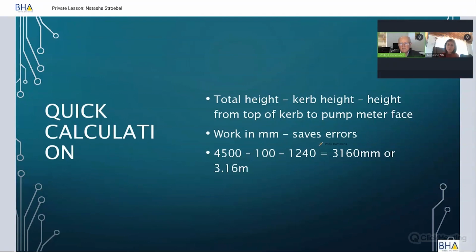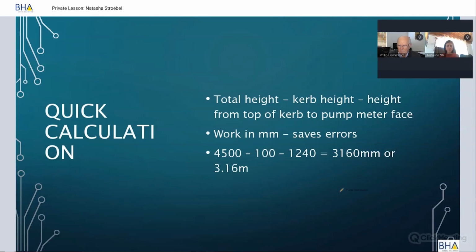Working in millimeters saves errors. So you've got 4.5 minus 100, because that's the curb height, minus 1240. In my exercise, I measured the pump height, minus 1240. So from the curb to the pump face, it's 1240. So it leaves me with 3,160 millimeters there, or 3.16 meters.